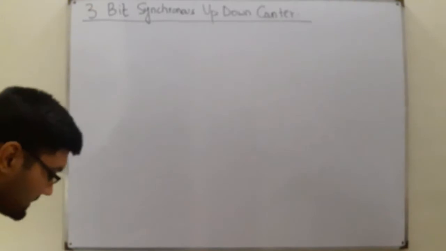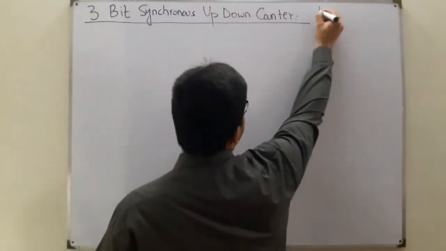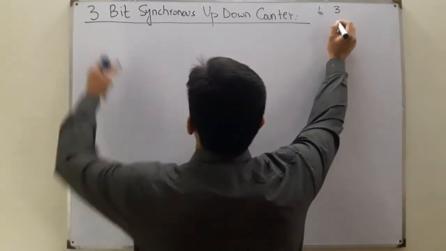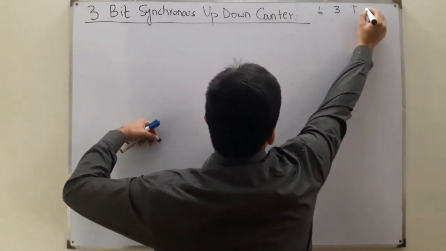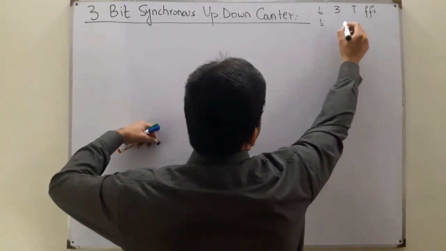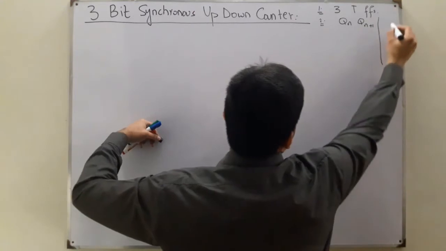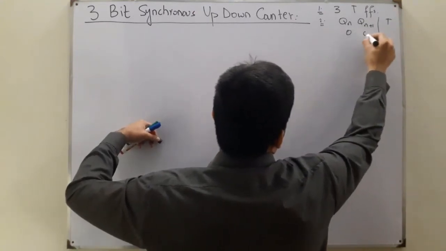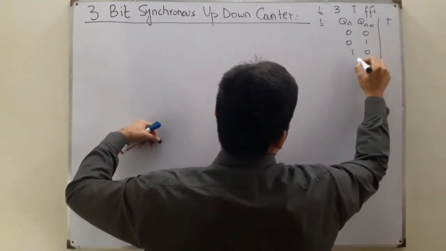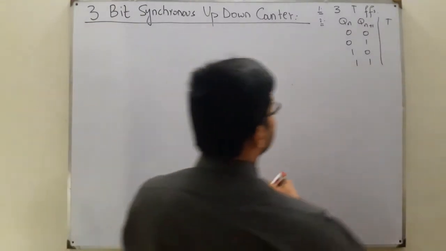So step number one is you need to decide the number of flip-flops and the flip-flop that you are using. So we require 3 flip-flops, and let's say I'm using again 3 T flip-flops. The second step is the excitation table for the T flip-flop. And you know that as well, which is 0110, yes, it is 0110.